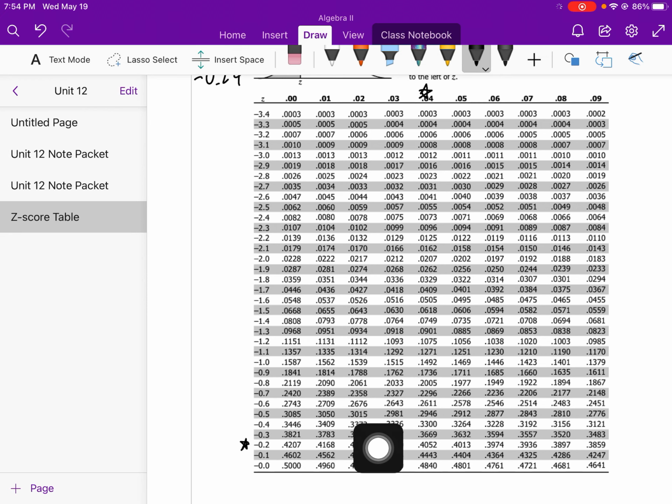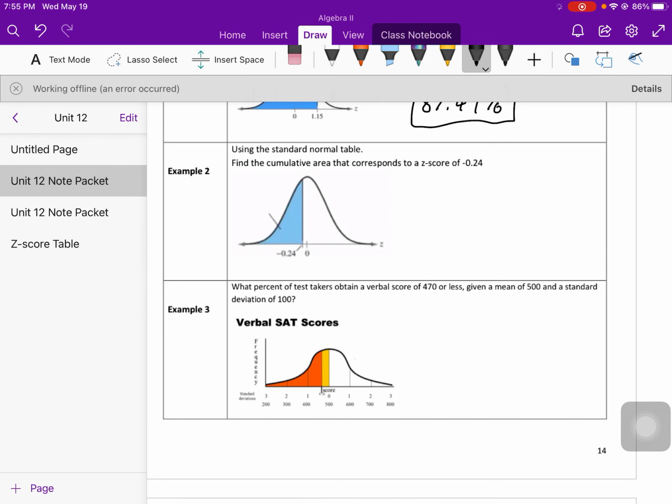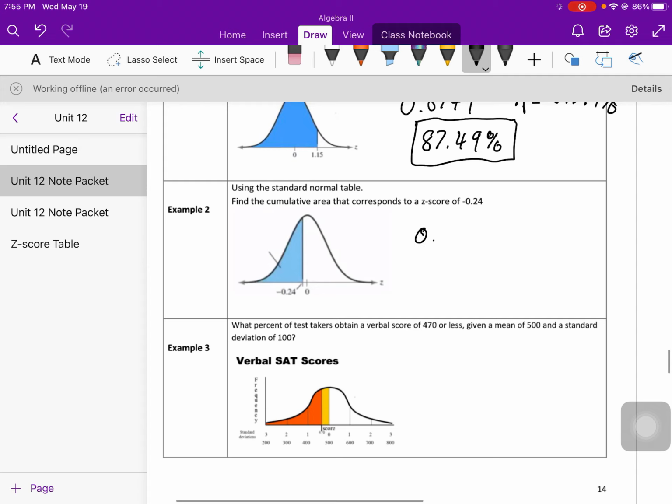So I'm going to use my cursor again just to show you. Start with the negative 0.2 and then right here. So that number is 0.4052. So that's going to be 40.52% if we convert that back to a percentage.